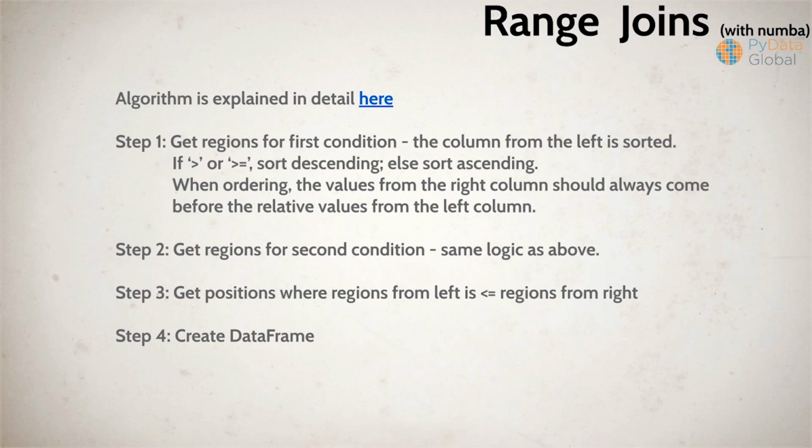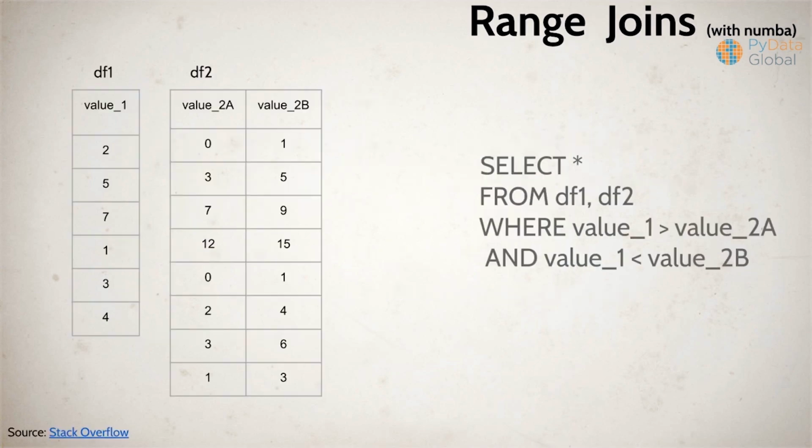The regions from the left should be less than or equal to the regions from the right. If those conditions match, those are the rows that meet our criteria, and then we create our data frame. Let's look at the example. Same example, value_1 between value_2a and value_2b.